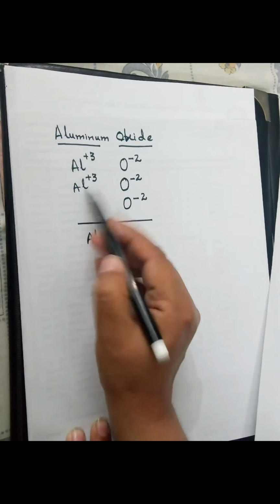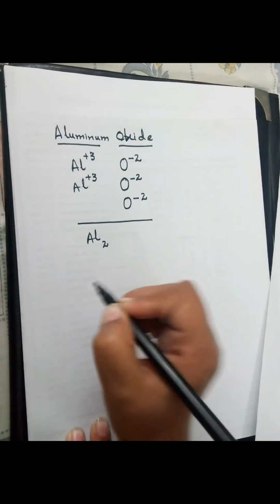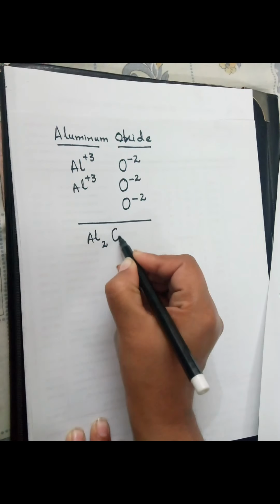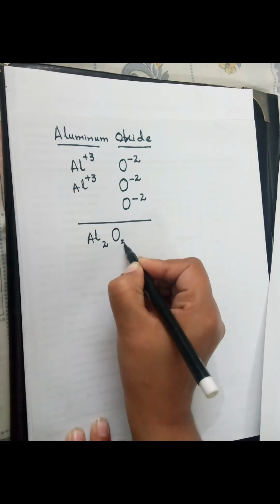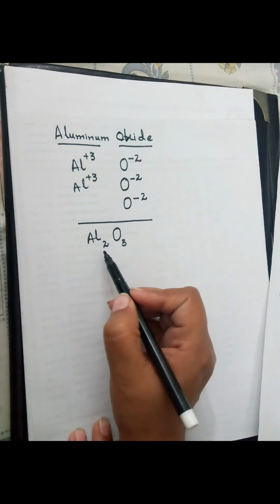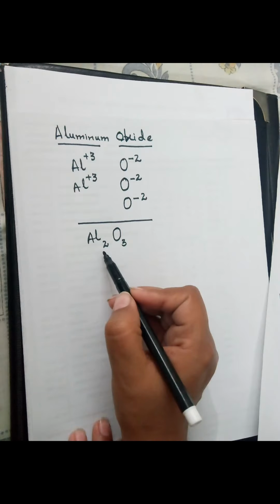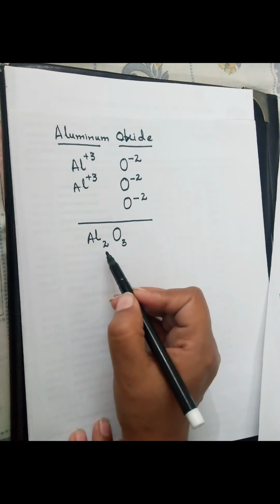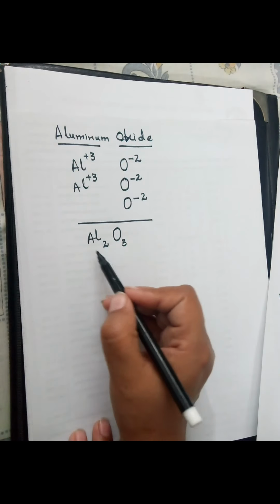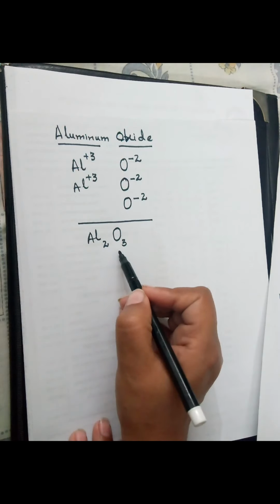There are 2 aluminum atoms and 3 oxygen atoms. So the chemical formula of aluminum oxide is Al2O3.